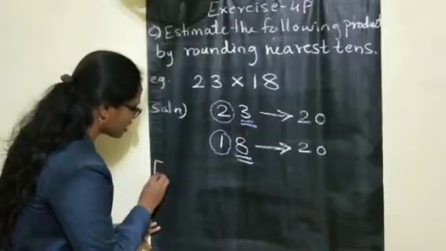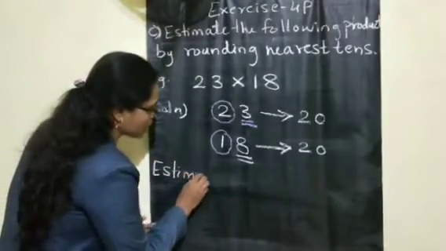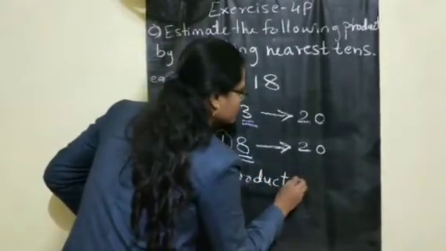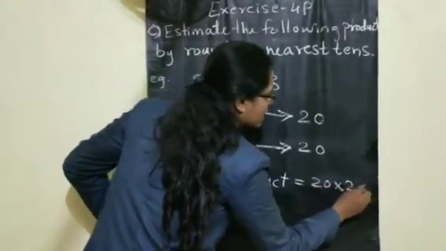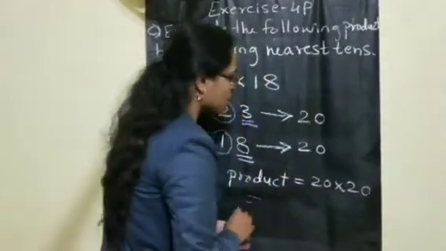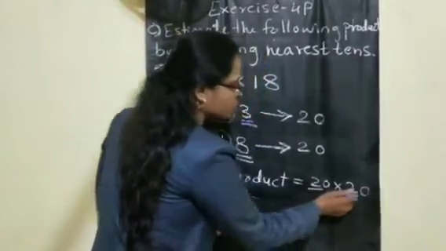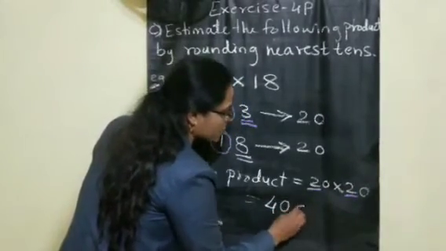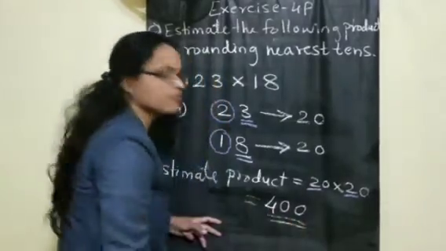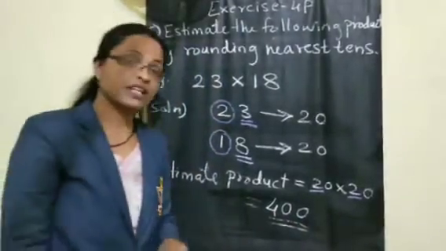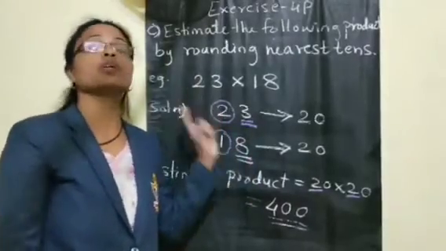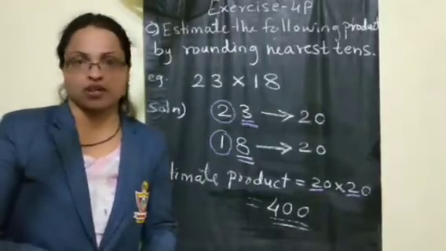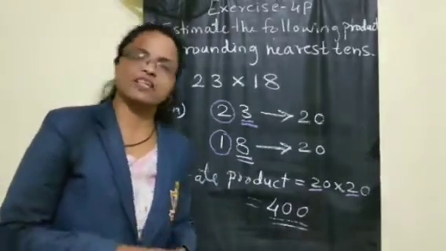So now let us find the estimate product. Estimate product of 20 multiplied by 20. So again multiply number by number. 2 times 2 is 4, and write both the zeros in your answer. So that is 400. Here we are only finding the estimate product because in the question they only asked to find the estimate of the product. They did not ask to compare and all. So according to the question, attempt the problem.